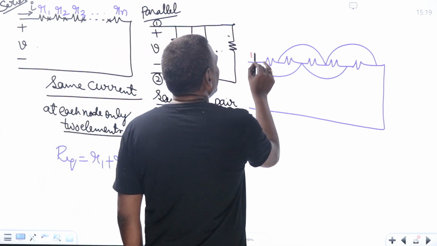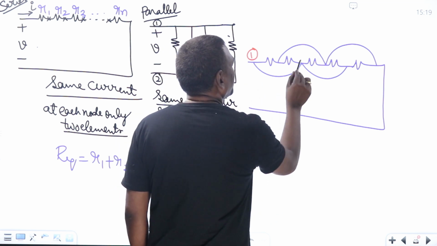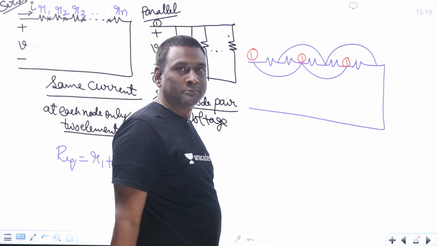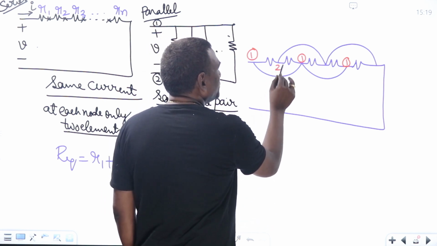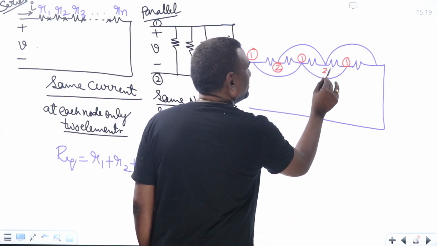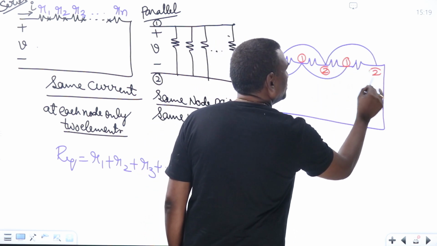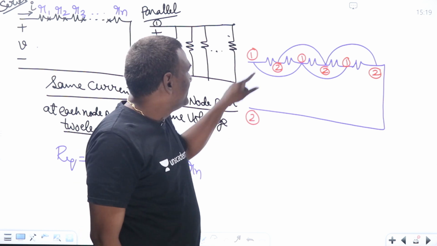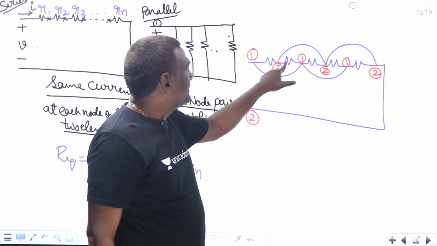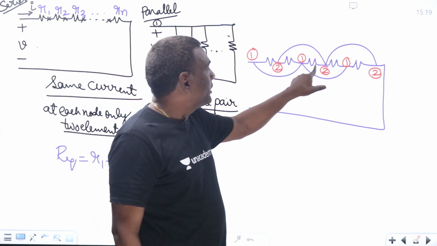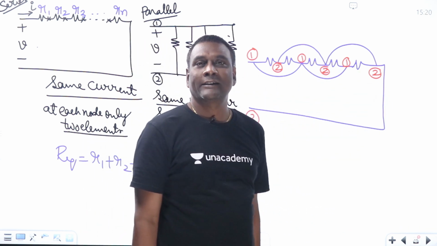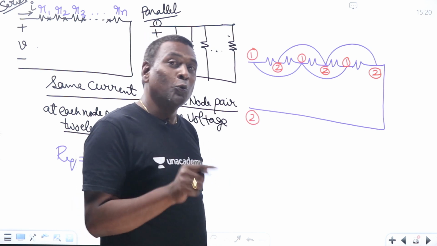See here, if I think of this as node number 1, short circuit, this also will become node number 1. Short circuit, this also will become node number 1. Now let me think of this as node number 2. This also will become node number 2. Now you should observe, this resistance is connected between 1 and 2. This resistance is also connected between 1 and 2. What does it mean? All these resistances are connected in parallel, same node pair.